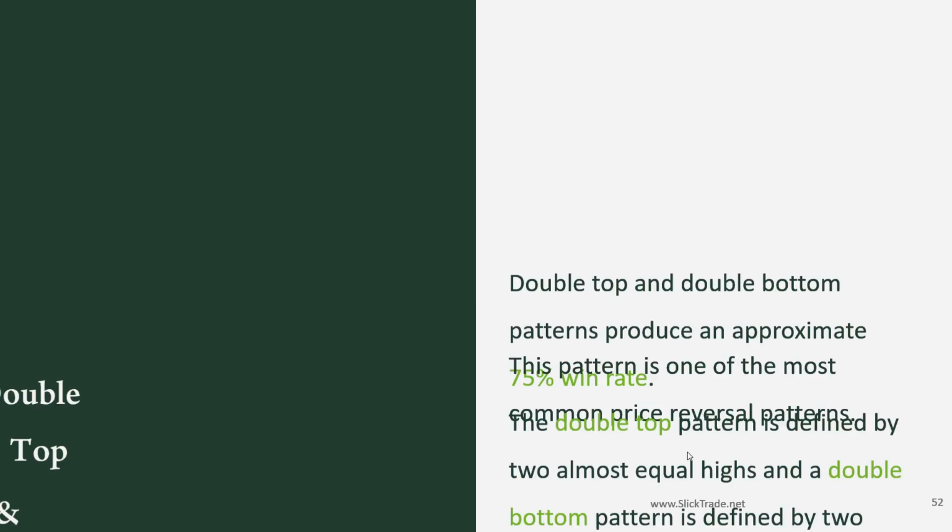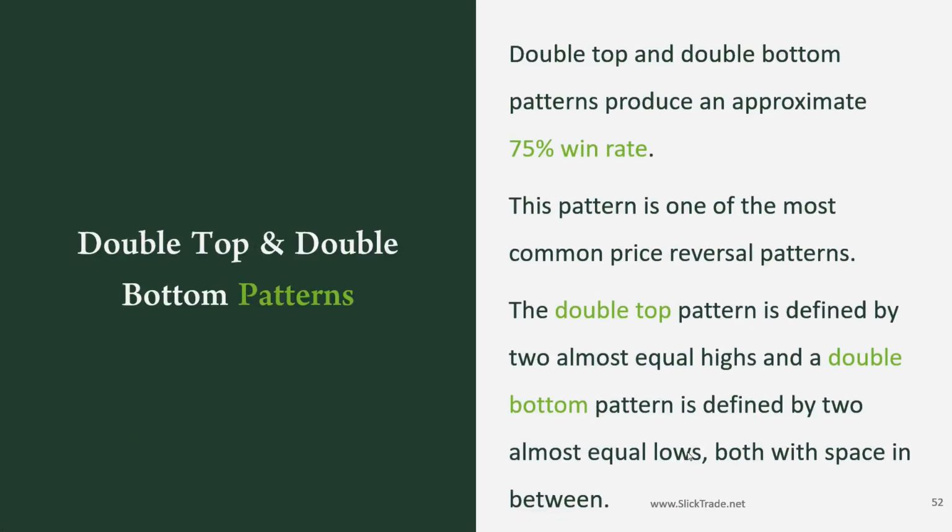So let's get started. The double top and double bottom patterns produce an approximate 75% win rate. This pattern is one of the most common price reversal patterns. The double top pattern is defined by two almost equal highs, and a double bottom pattern is defined by two almost equal lows, both with space in between.